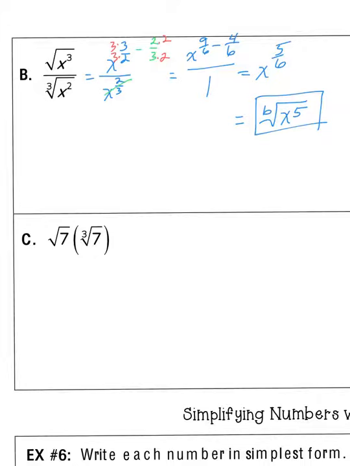All right, for part C, we're going to do the same thing. Because we don't have the same radical index here, we cannot multiply them together. Even though they both have a 7, you have to convert them into exponential form. So the square root of 7 is going to be 7 to the 1/2 times the cube root of 7, which is going to be 7 to the 1/3. So the least common denominator between 2 and 3 is 6. So I have to multiply 2 by 3 to get to 6. So the 1 gets multiplied by 3. The 3 here gets multiplied by 2, and so the 1 gets multiplied by 2.